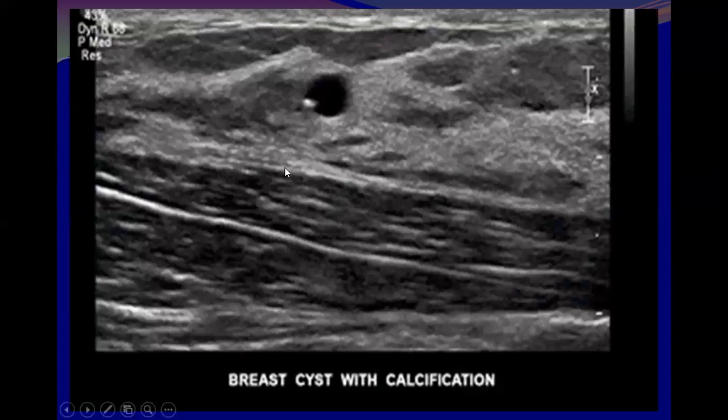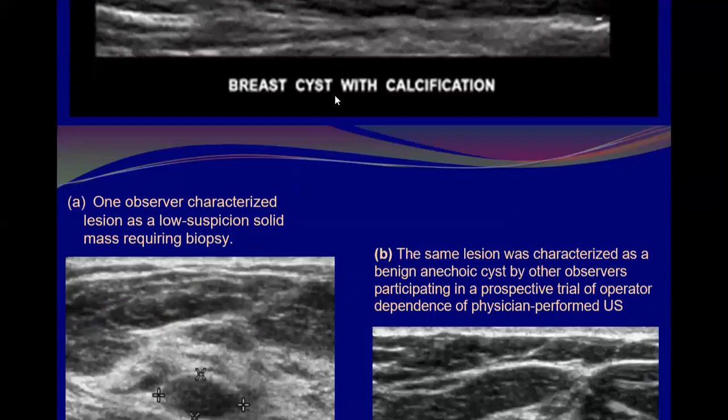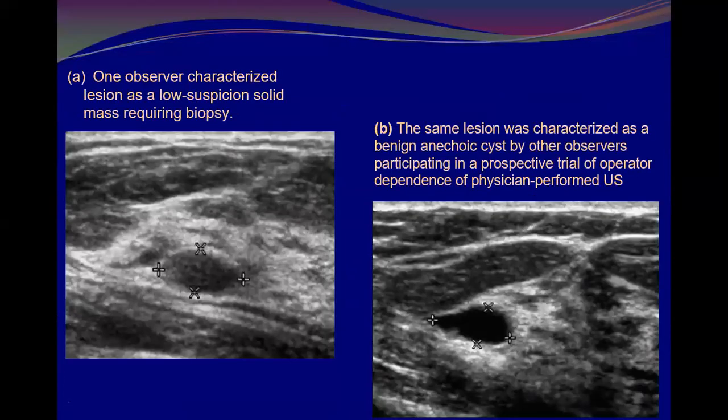And this example from a literature, a breast cyst with the calcification. Look how it is sharp and the calcification very clear because of optimization of the focal zones at the center of the lesions. Okay. What about this image? Which one is optimum? Which one is not optimum?